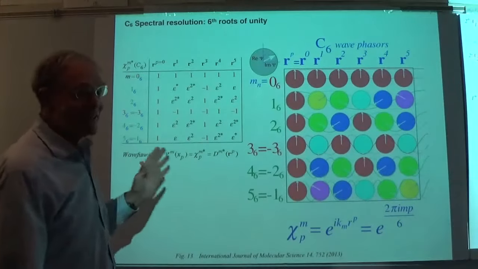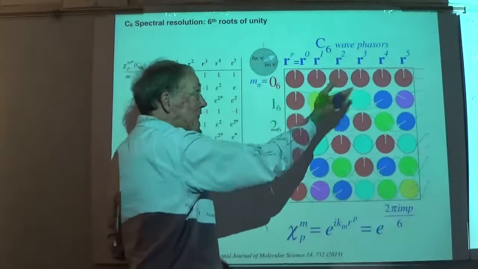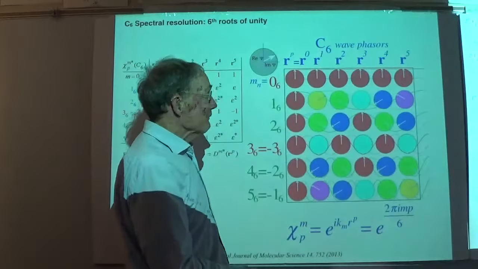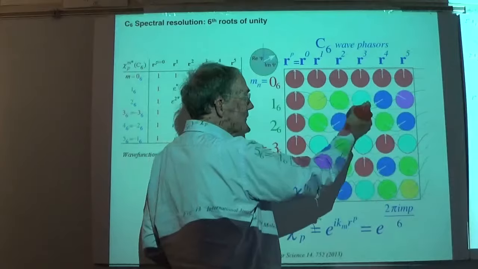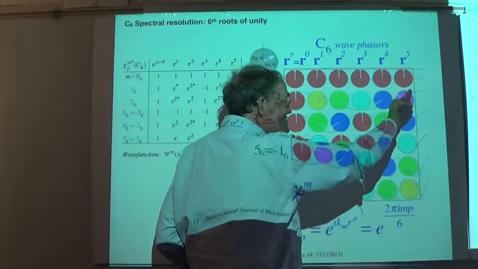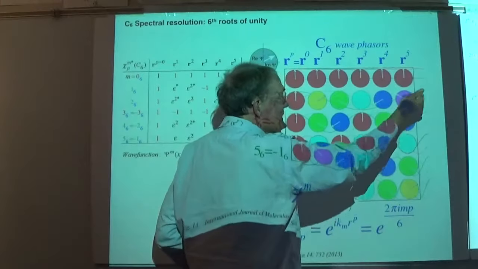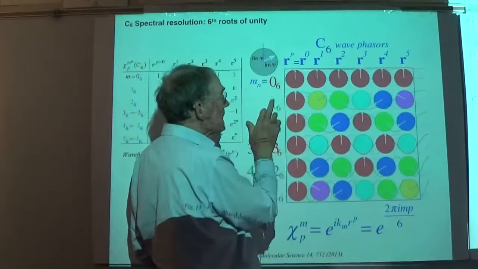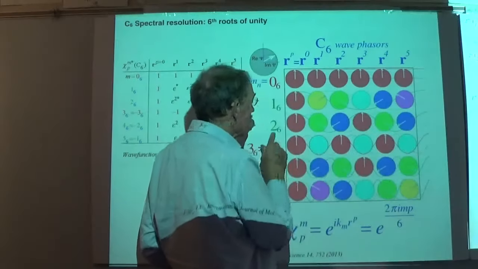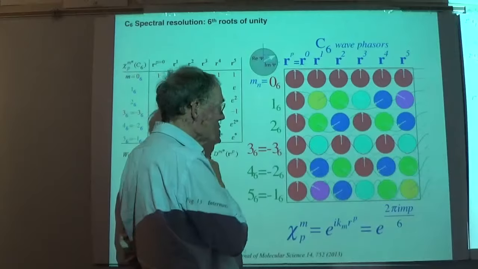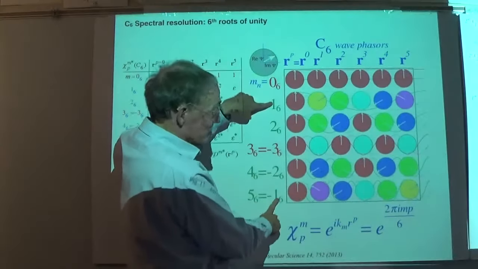Okay, in any case, here is the character table that I was talking about, and here are the waves. This is the way to get them very quickly. You simply divide the circle into six parts and put one that's rotating a sixth of a circle each time to make the number one momentum, and then have them jump two every time and have number two momentum. And then there's the conjugate of two and the conjugate of one.